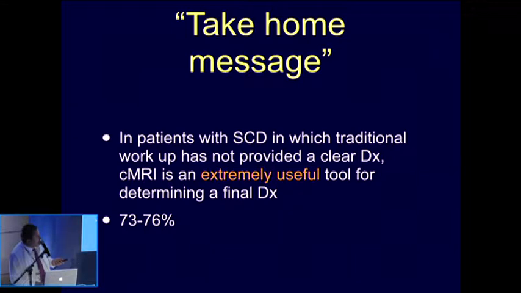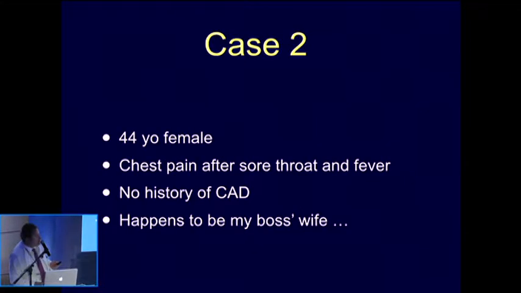So in patients with sudden cardiac death, in which the diagnostic workup has not provided clarity about the diagnosis, cardiac MRI is extremely useful and can give us a differential diagnosis in 76 to 86% of cases.